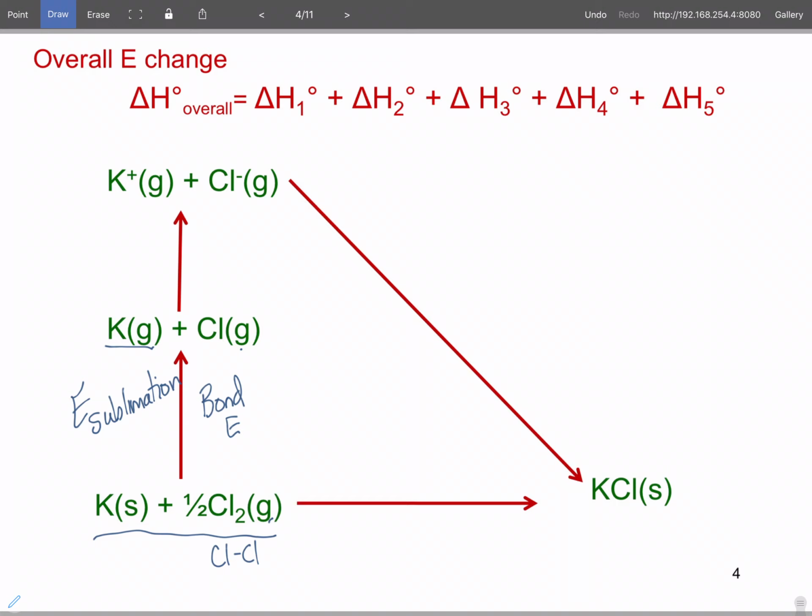So then if we go from potassium gas to potassium ion, we've ionized it. So that's ionization energy. And we're only losing one electron, so it's first ionization energy. Now, on the other hand, we're gaining an electron, so this is electron affinity.